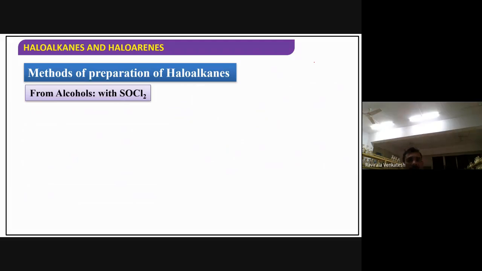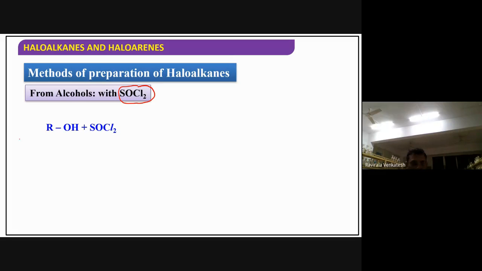Next slide: the method of preparation by using SOCl2 as the reagent. I'm changing only the reagent here. In the previous case, the reagent is HX and the reactant is alcohol. Now the reagent I'm changing to is called sulfonyl chloride, SOCl2. So when you use SOCl2, what happens?